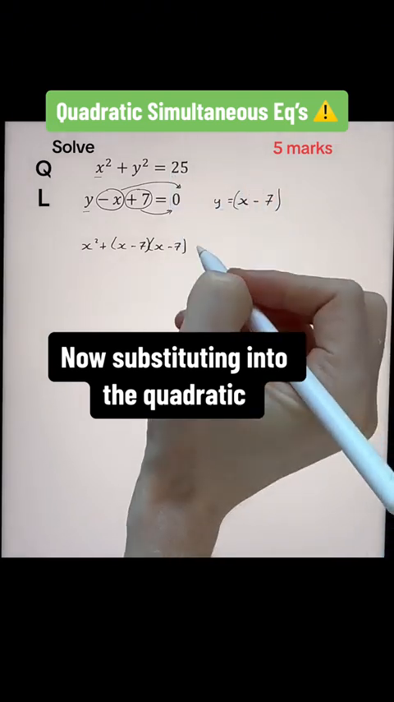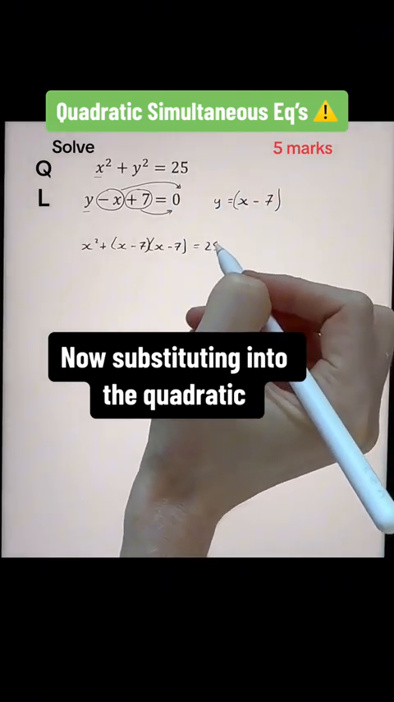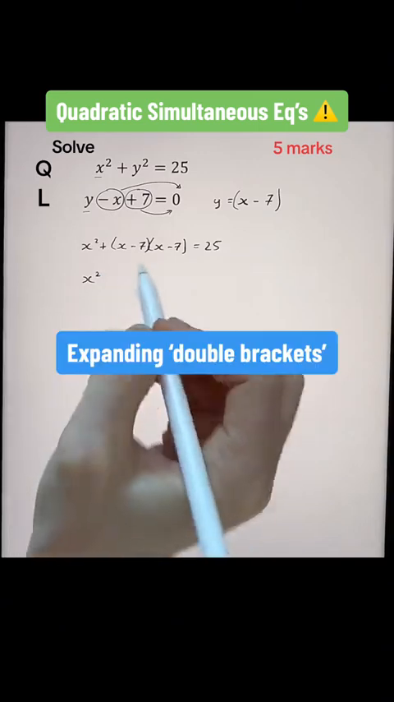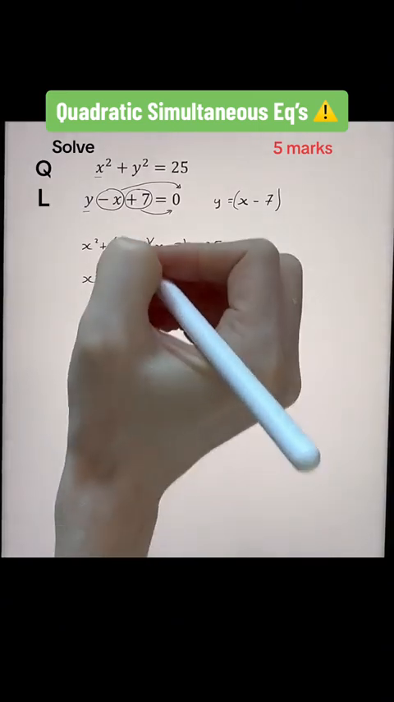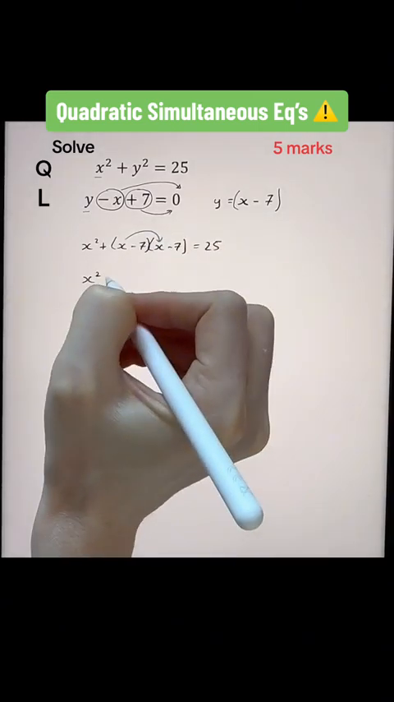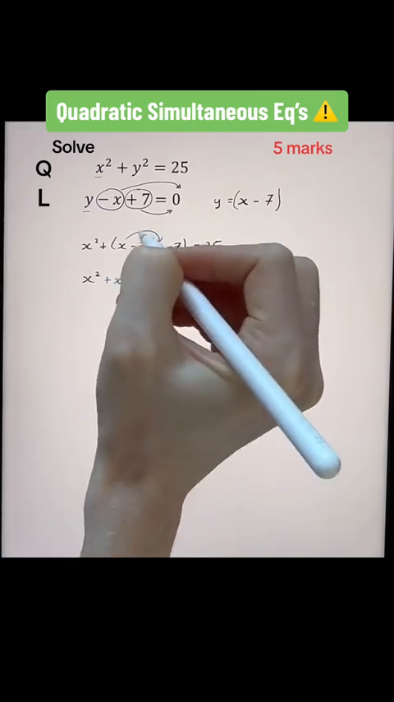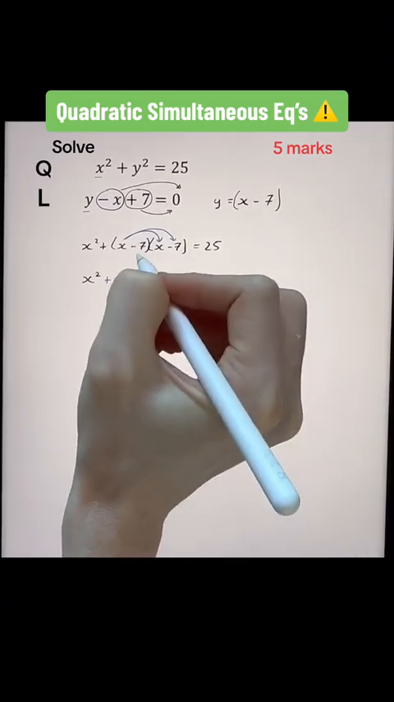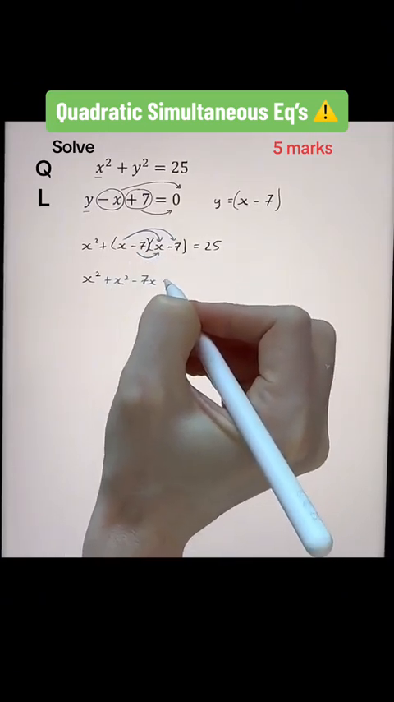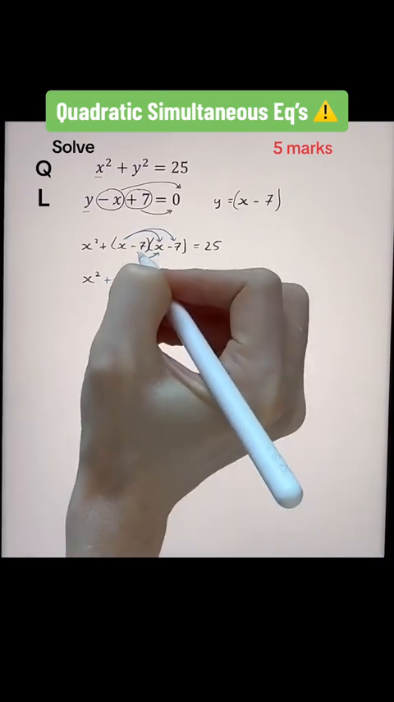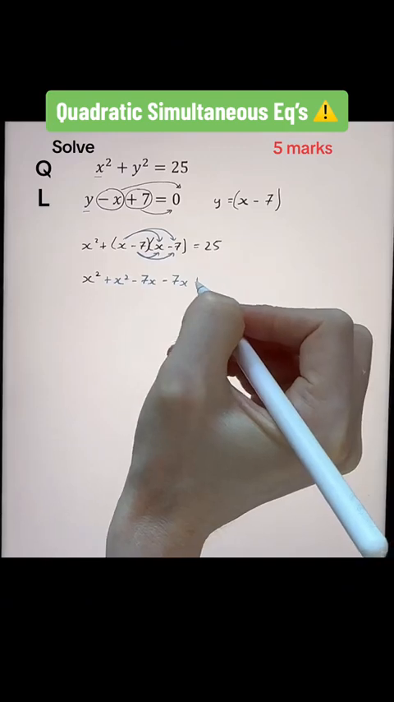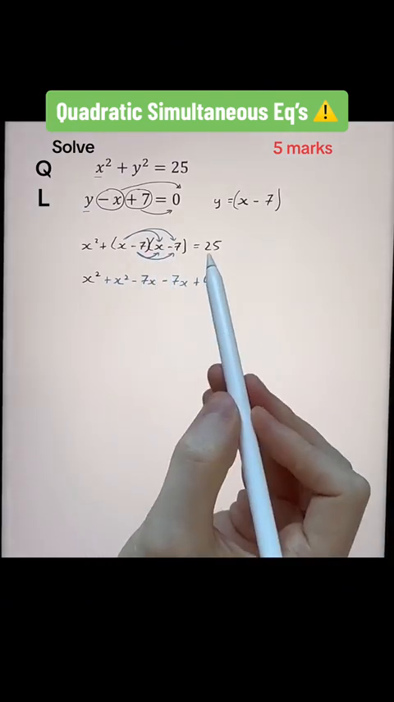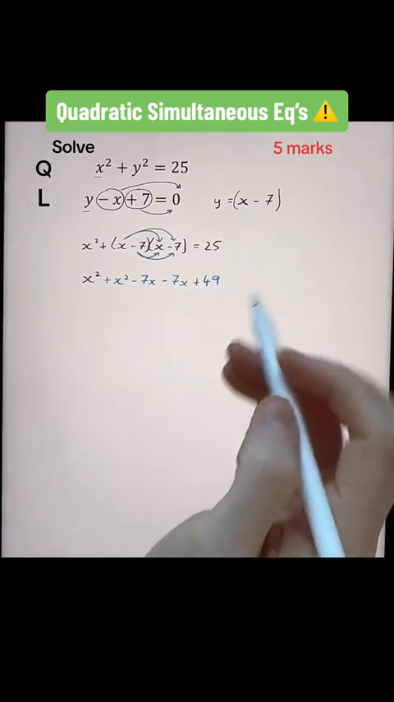Now, on the right-hand side, my quadratic equation is still equal to 25, leaving the x squared term alone. Expanding my double brackets, I know that x multiplied by x will give us x squared. x multiplied by negative 7 will give us negative 7x. Negative 7 multiplied by x will give us negative 7x. Negative 7 multiplied by negative 7 will give us positive 49, because remember, a negative times a negative gives you a positive outcome. The right-hand side of my equation is still equal to 25.